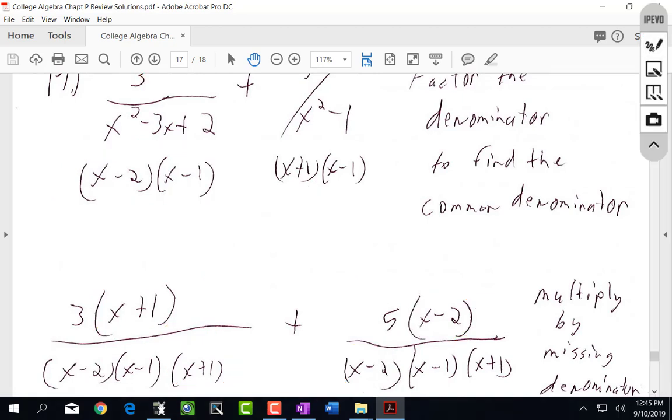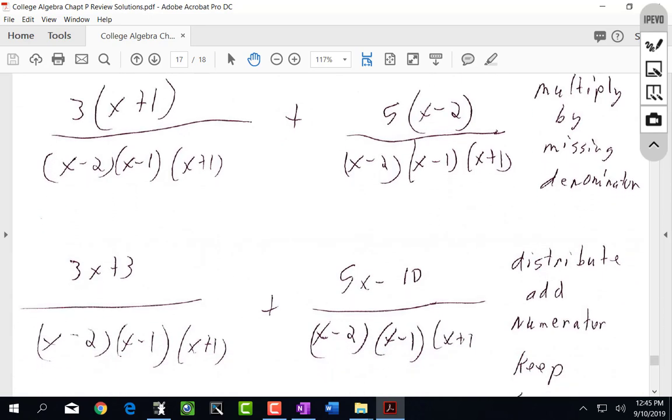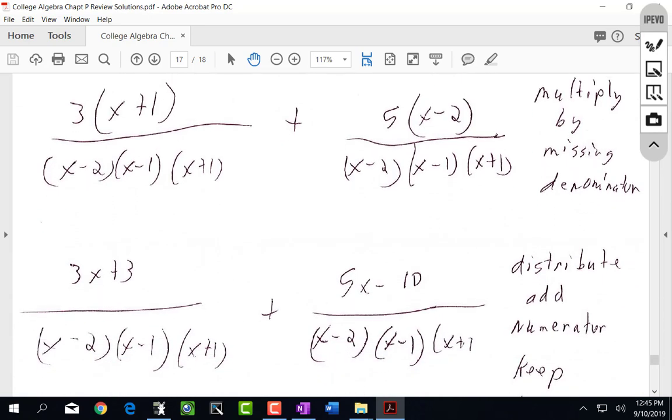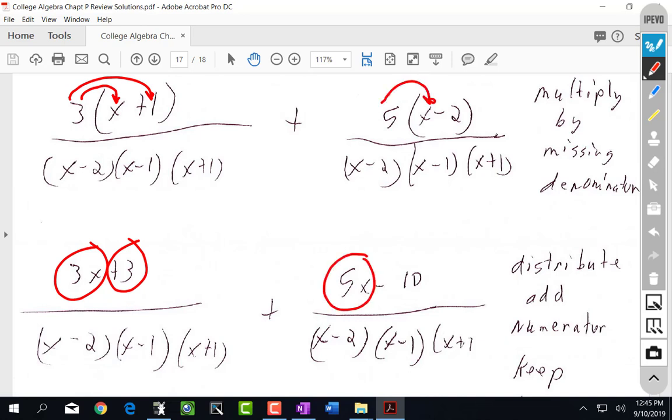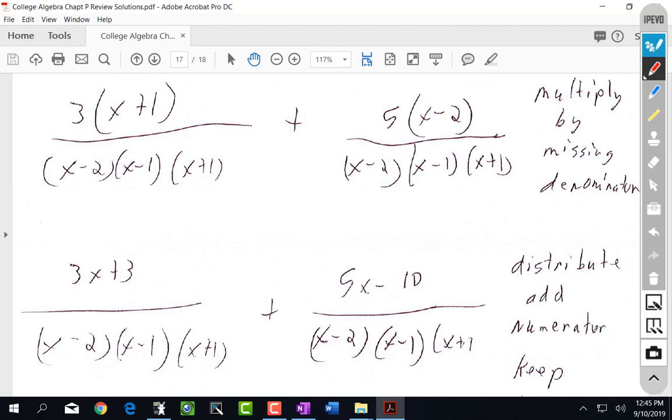Okay, now that I've done that, I'm going to go ahead and distribute my 3 on through. Distributing this 3 on through, I get 3x plus 3. Distributing the 5 on through, I get 5x minus 10. Now that I've done that, I just follow my laws of fractions. My laws of fractions say I'm going to combine my like terms, so add the numerators and keep the same denominator.